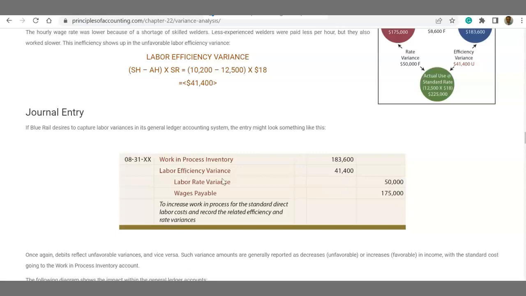But for labor efficiency variance, we have a 41,400 unfavorable situation. And remember, unfavorable is on the debit side, just like expense. Normal balance is debit. So if it's debit, it's just like expense, not good. We don't like it. It's not favorable. Make sense? But the labor rate variance was very favorable by 50,000.